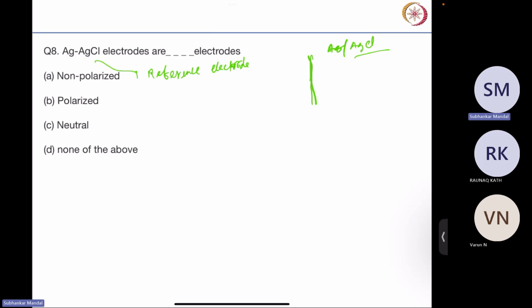So some Ag wire is there, and on the Ag wire some coating of AgCl is there, which is dipped in a capillary with some reference solution, that is 1 molar KCl solution. Okay, so that means with respect to the reference electrode we are measuring the potential, so it should be non-polarizable, so that with time or with the period of reaction there is no change in the potential. So option A will be the answer.